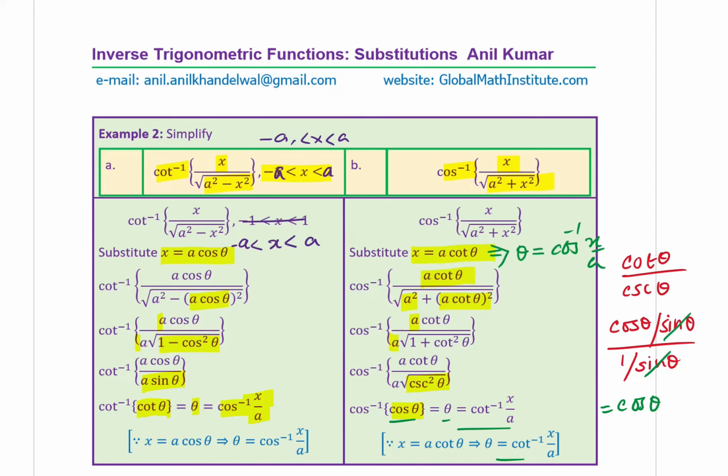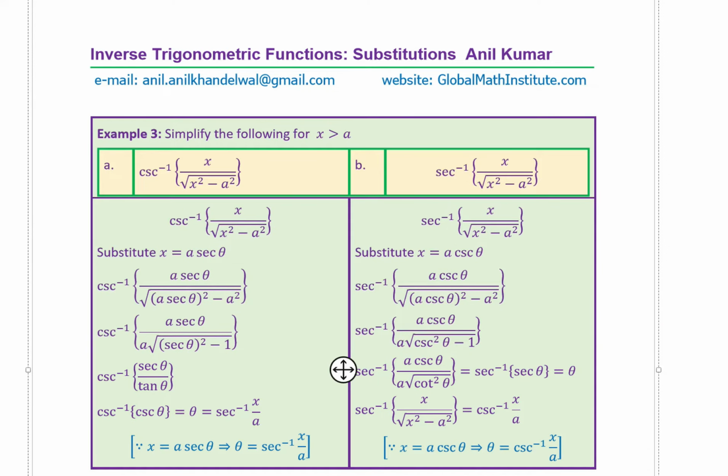Now let's continue with example number 3, where we'll learn the third type of substitution. The question now is cosecant inverse of x over square root of x square minus a square, and part B is secant inverse x over square root of x square minus a square. They are very similar questions, so I'll explain the very first one and you can go through the solution of part B.